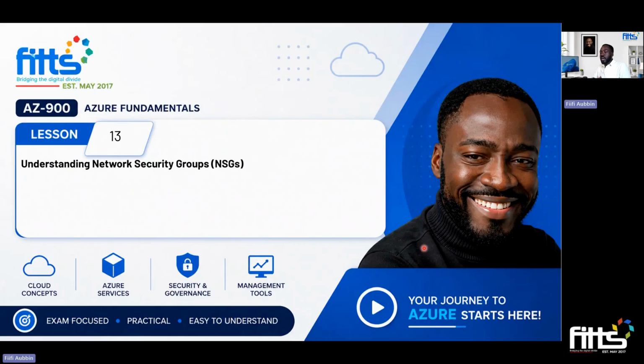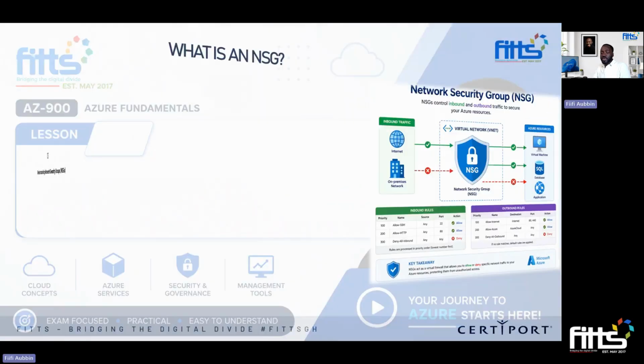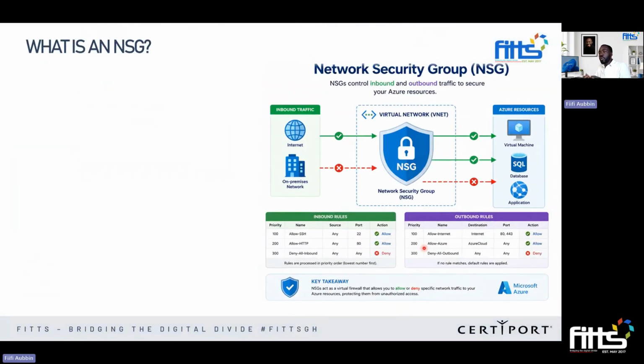Okay, so let's talk about understanding network security groups. This is lesson 13, and we're going to go through what an NSG is, why NSGs are important, inbound versus outbound traffic, allow versus deny rules, how NSGs improve security, and how Azure secures resources. That will be the totality of what we'll be covering in this lesson.